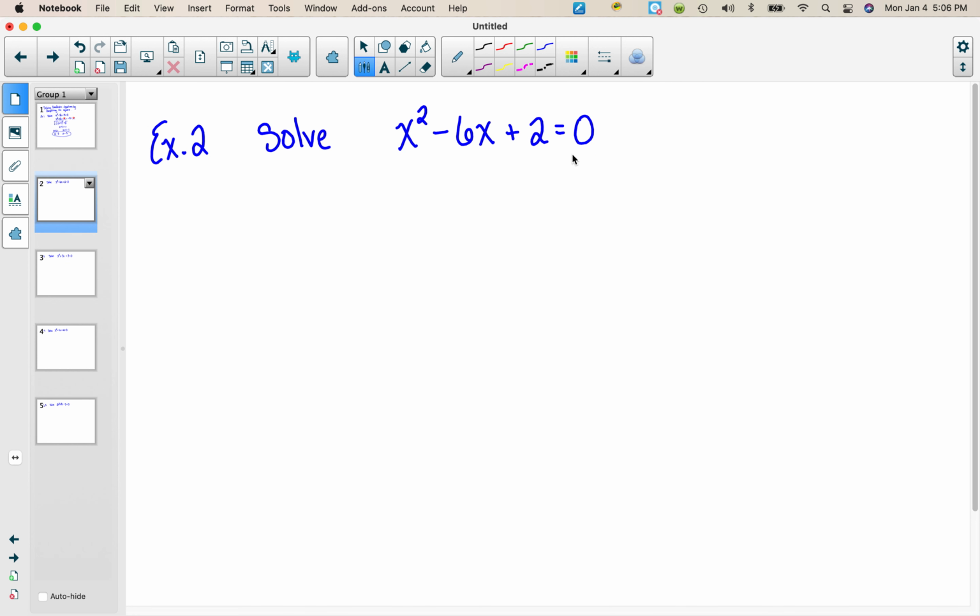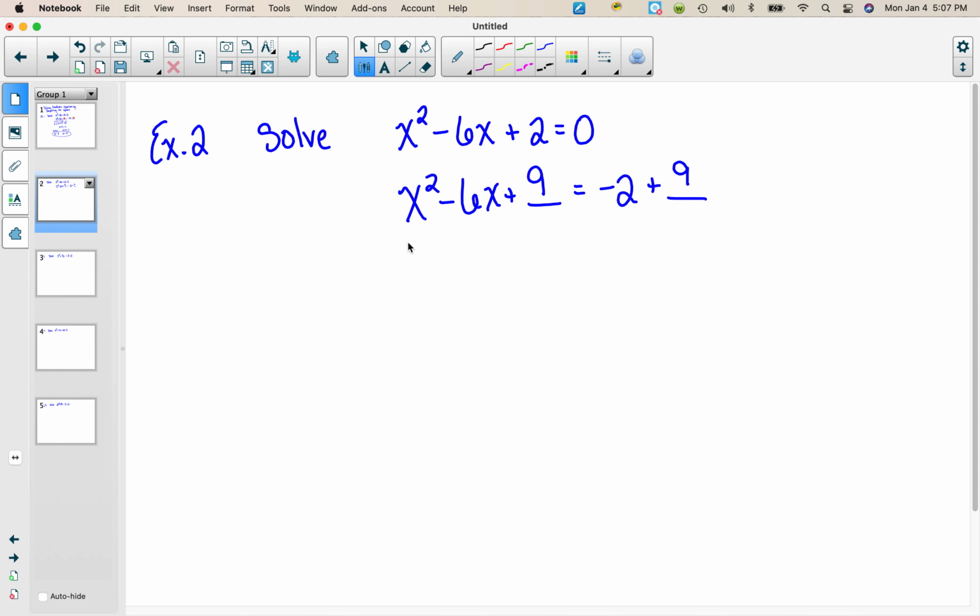Next problem, set it up the same way. So we're going to have x squared minus 6x plus blank, I'm leaving a blank to complete the square, equals negative 2 plus blank, because I subtracted the 2 from both sides, and you have to do the same thing to both sides. Half of negative 6 is negative 3. You square that, you get 9. So that's what it takes to complete the square.